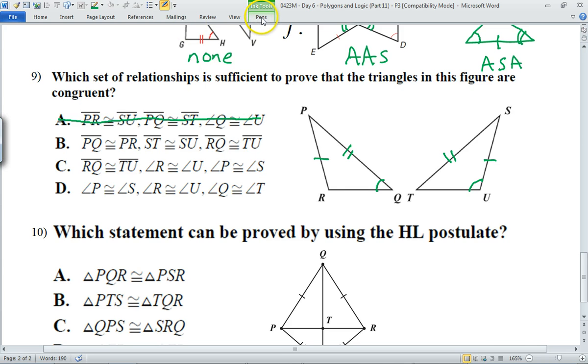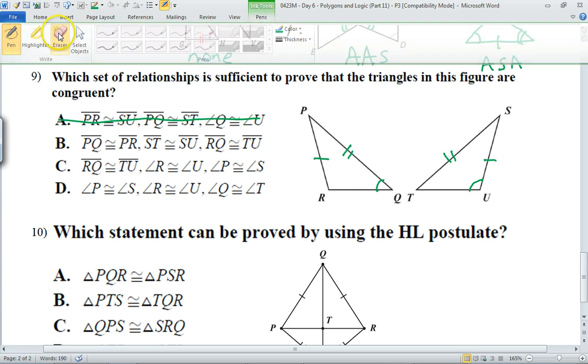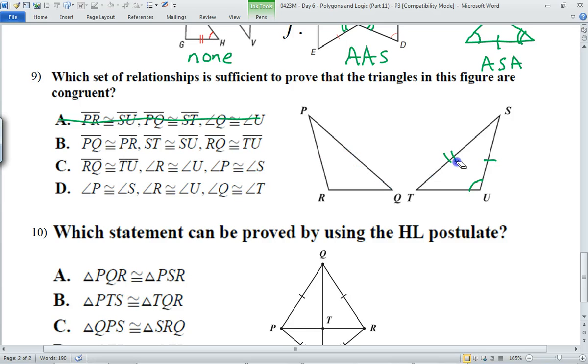Okay? Look at B. Let's erase my marks real quick. Okay, looking at B. PQ, PR. Whoa! That's not even on two different triangles. That's on the same triangle. That's not going to help us prove anything congruent. I don't even need to look at the rest. That's a no.